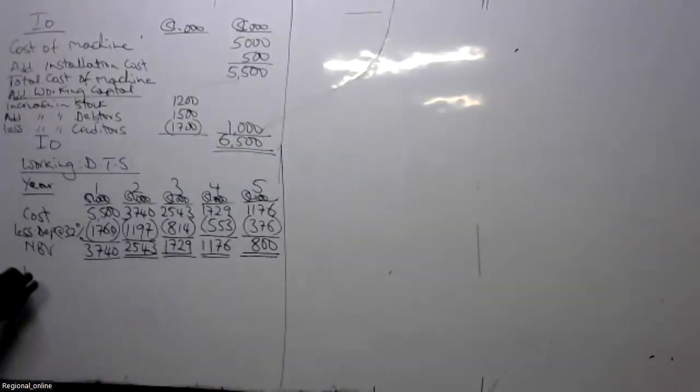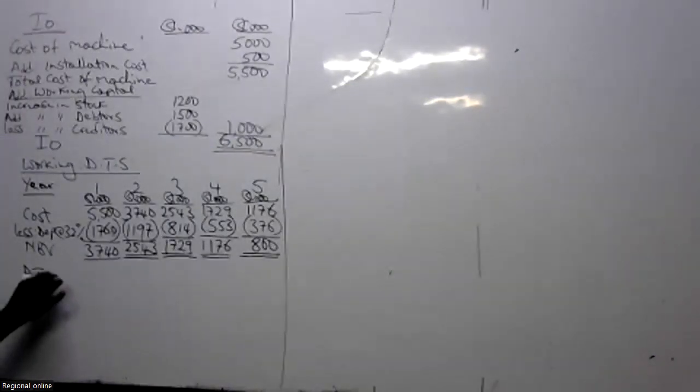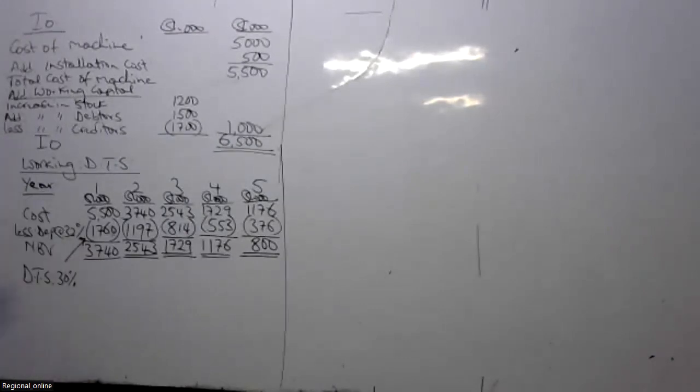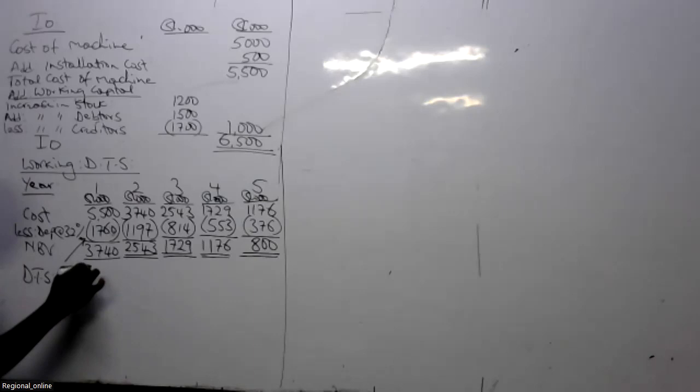So can we have the DTS? 30% of the depreciation. Tax on depreciation. What is the depreciation for year 1? 1760 times 30% is 528.